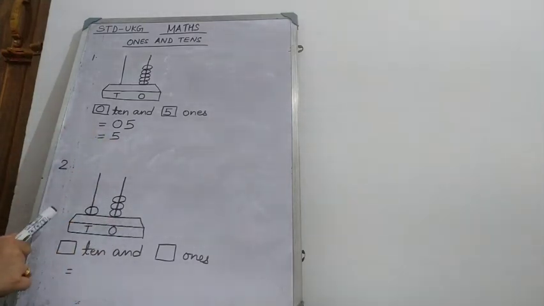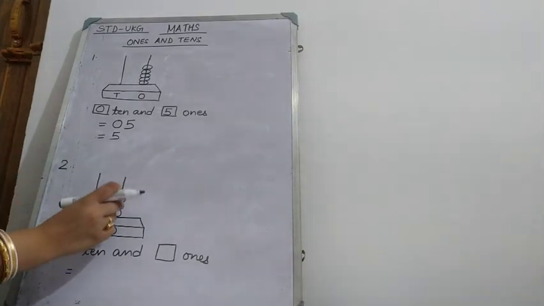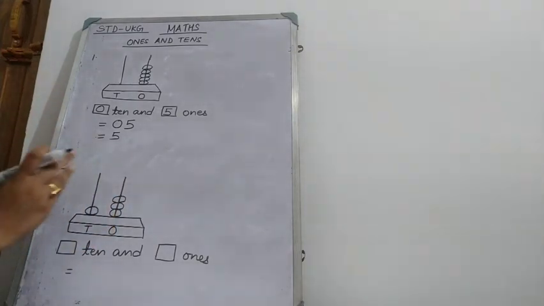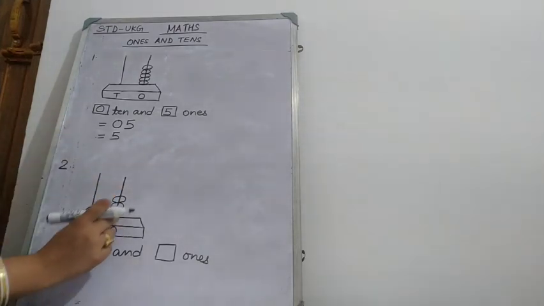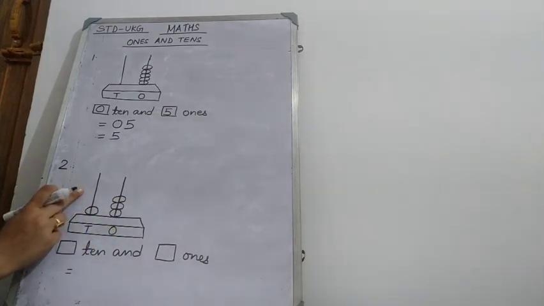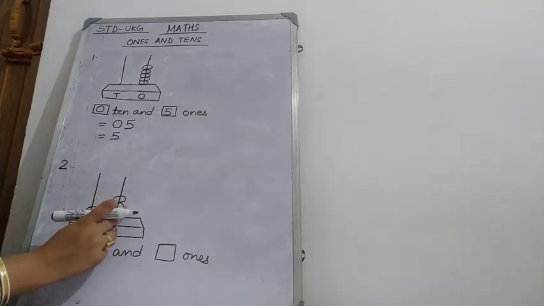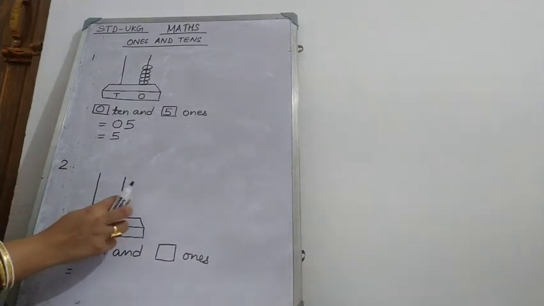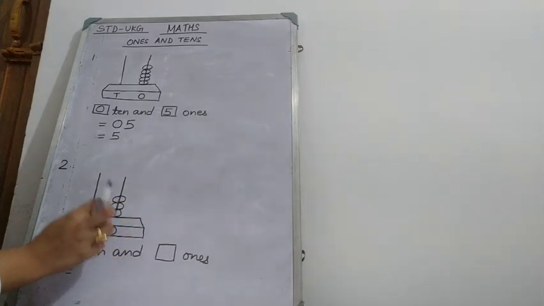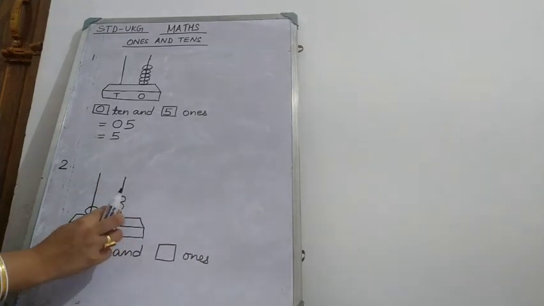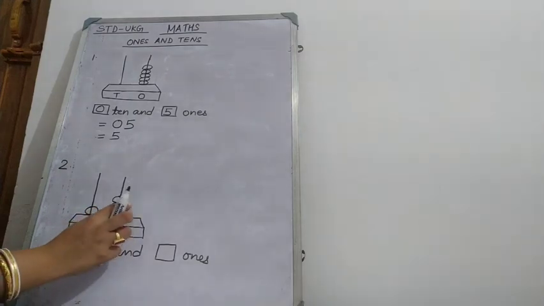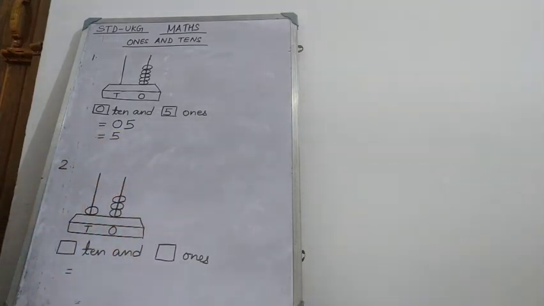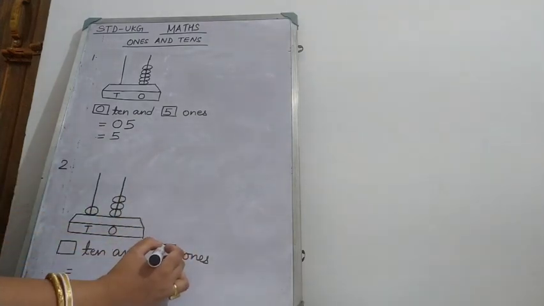So this is an abacus. You can see two lines are there, and you can also see both the lines are having beads. Okay, so this line is for ones and this line is for tens. How many beads can you see on the ones line? 1, 2, 3. 3 ones. So where will you write 3 ones? In this box you will write 3 ones.